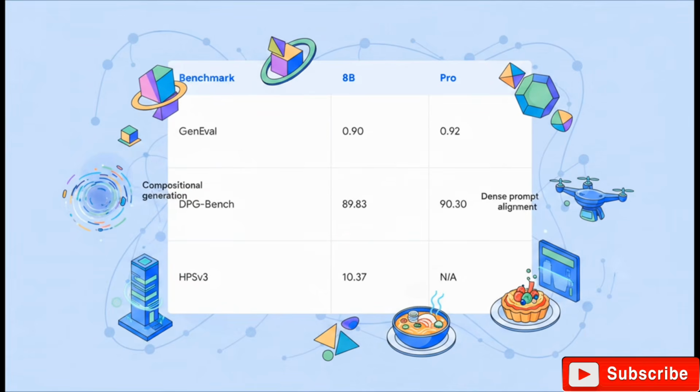Notice how fiercely competitive this open-weight 8 billion parameter model is against much, much larger and often closed-source models. On GenEval, which tests compositional generation, like where objects are actually positioned, the 8B model hits 0.90 and the larger Pro variant hits 0.92. That's competing right up there with heavyweights like Flux2 and GPT-Image2. On DPG Bench for dense prompt alignment, it scores nearly 90. And on HPS v3, which measures actual human preference, it grabbed a 10.37, showing a really specific strength in rendering architecture, products, and food. I mean, for an 8B parameter model, these numbers are just fantastic.